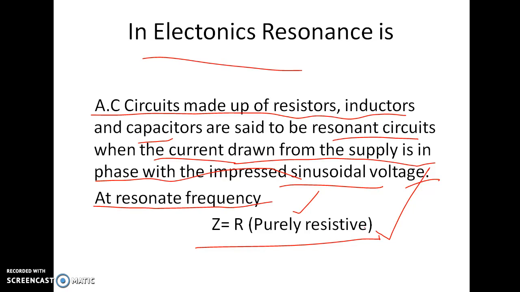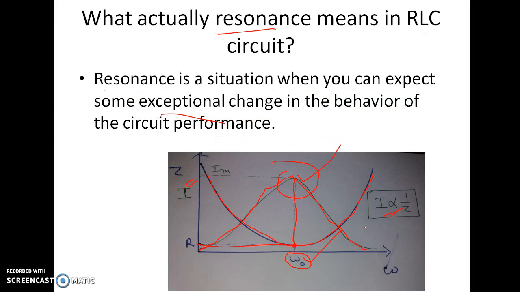This is what I can say in terms of the definition of resonance. But if you want to think in some real-time manner, the exceptional change is basically that the current becomes very high at this resonant frequency. Okay, so I hope it is clear to you what is meant by resonance, why the impedance is minimum and equal to the resistance. Okay, why not other values? I hope I have made this clear.